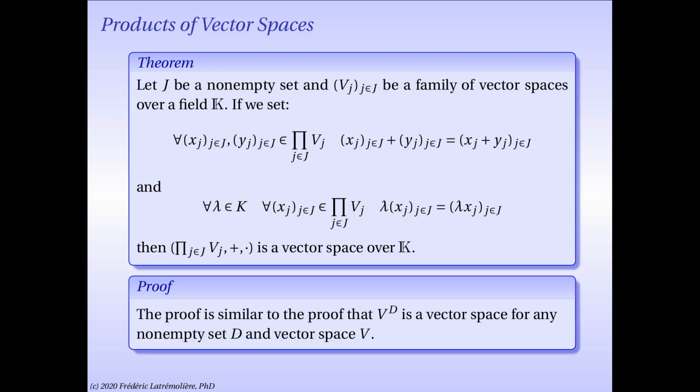The proof is actually quite similar to the proof that the function spaces are indeed vector spaces, but it is not the same. In fact, technically, this theorem here is slightly more general, but the techniques for proving it are exactly the same, so I will leave you to check all the properties that this arbitrary Cartesian product is indeed a vector space over K.